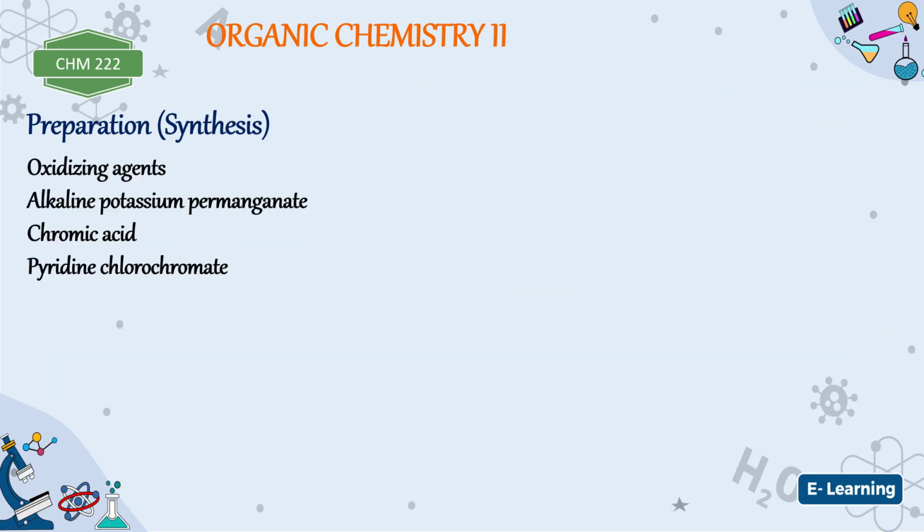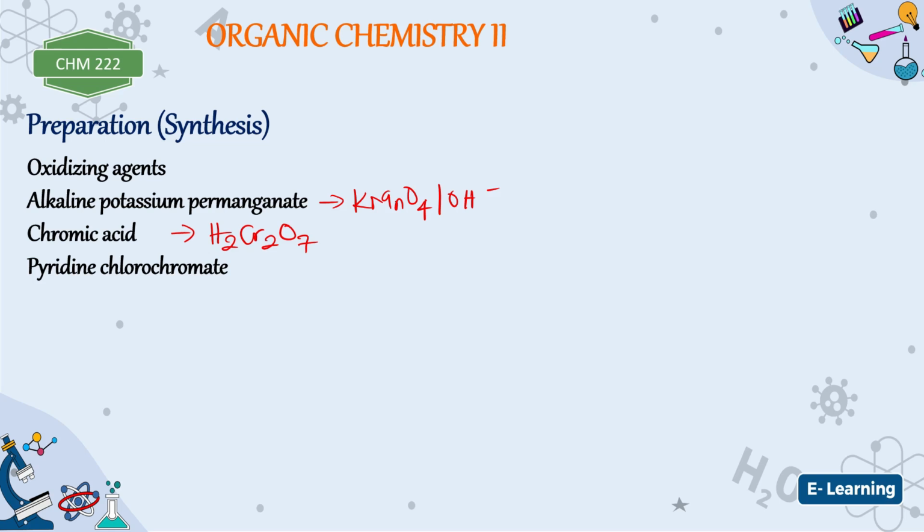Now, oxidizing agents. There are so many oxidizing agents that are used. For instance, we have alkaline potassium permanganate, KMnO4. I told you that this one must be used in basic media, that is the reason why you have OH negative. Then you have chromic acid, that is where you have the potassium dichromate and so on and so forth, which should be used in acidic medium.